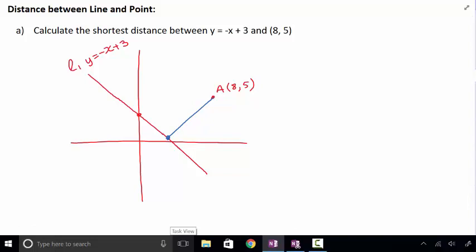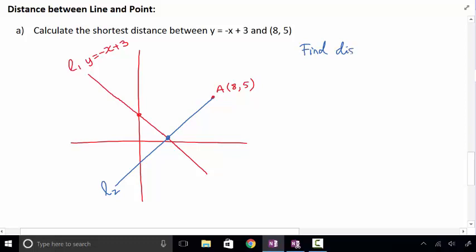Now, let me call that blue line line 2. Now, I have to find the distance, right? So let's think about this. What I have to do is find what? Start from the question. It says find what? The distance.